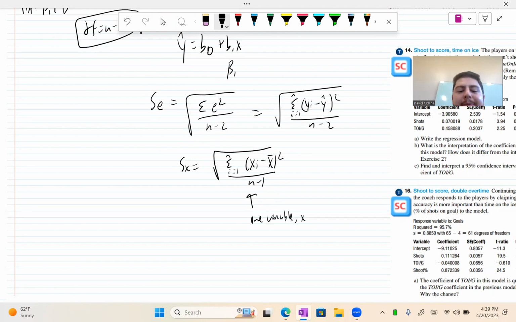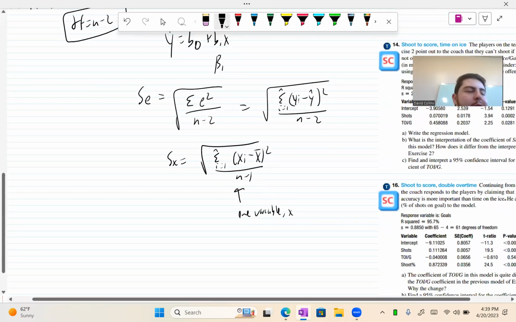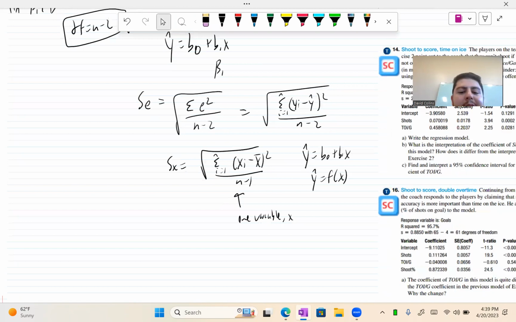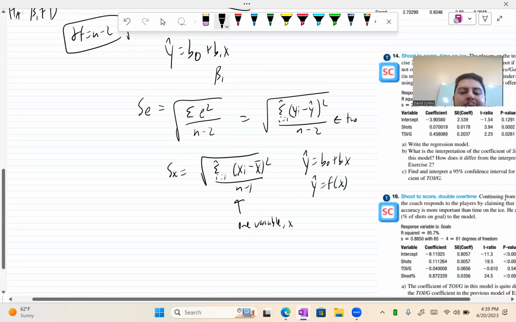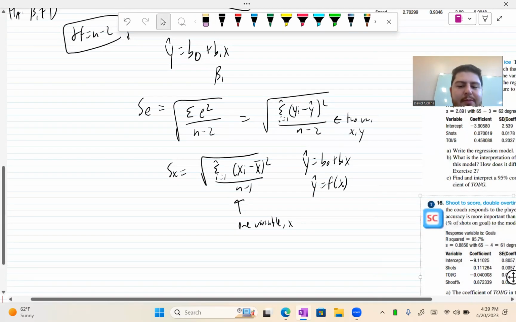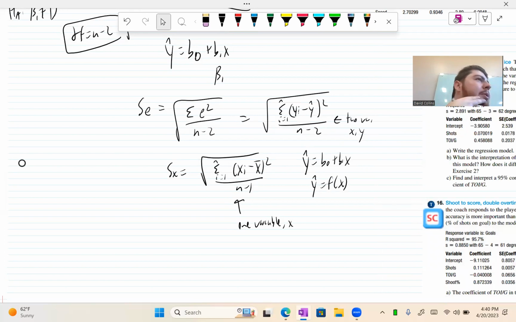So in SE, there's 2 variables. Because remember, y hat is b naught plus b1 x. Basically, y hat is a function of x. So SE depends on 2 variables, x and y. You guys see that? That's why it's n minus 2 degrees of freedom on the bottom instead of n minus 1.